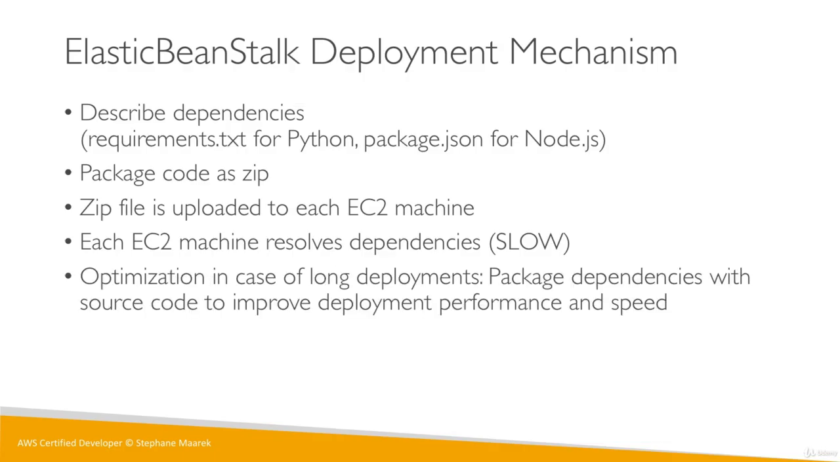So as an optimization, in case you get very long and lengthy deployments, you can package the dependencies with the source code. That helps improve the deployment performance and speed, because all the dependencies have already been resolved once and they get uploaded to each EC2 instance right away. It's just a small optimization you may be asked about at the exam that you should know about. Elastic Beanstalk basically takes the source code on each machine and resolves dependencies there locally on each EC2 machine. And that's why it's way safer to have your dependencies and your code all together in one zip file. So I hope that's helpful, and I will see you in the next lecture.